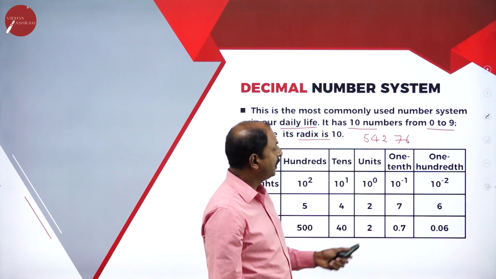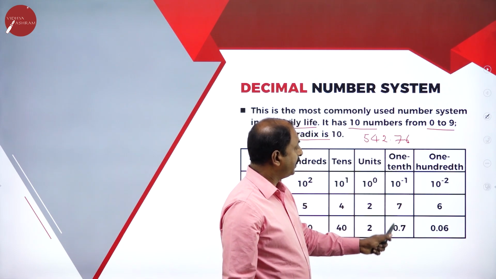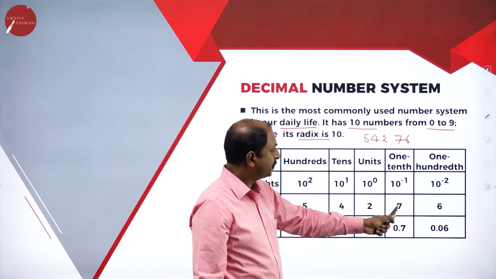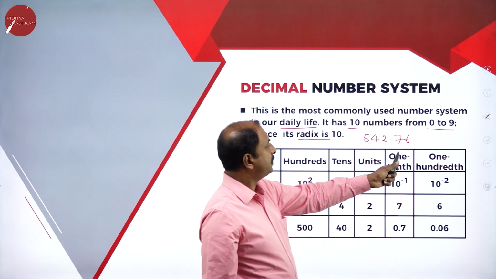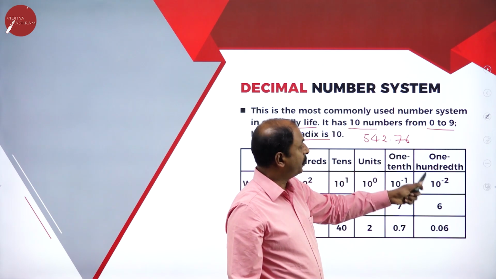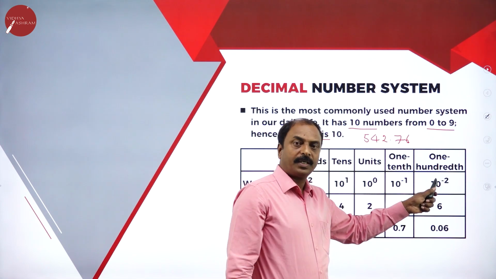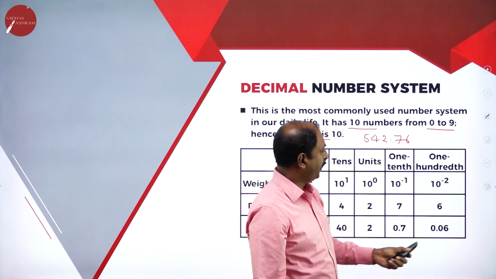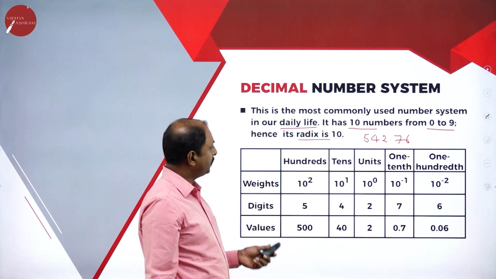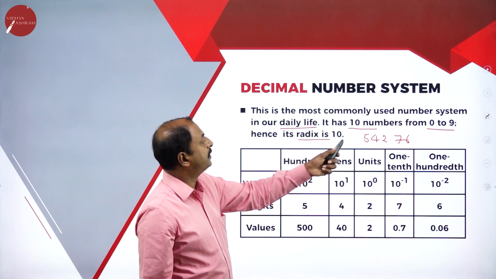In this example, 10 to the power of -1, 7 is the number, and 10 to the power of -1 is 1 by 10 into 7, this is the value. And this 6 is 10 to the power of -2. So 10 to the power of -2 is 1 by 10 squared, that is 1 by 100 into 6, that is 0.06. So this is how we represent numbers in the decimal number system.